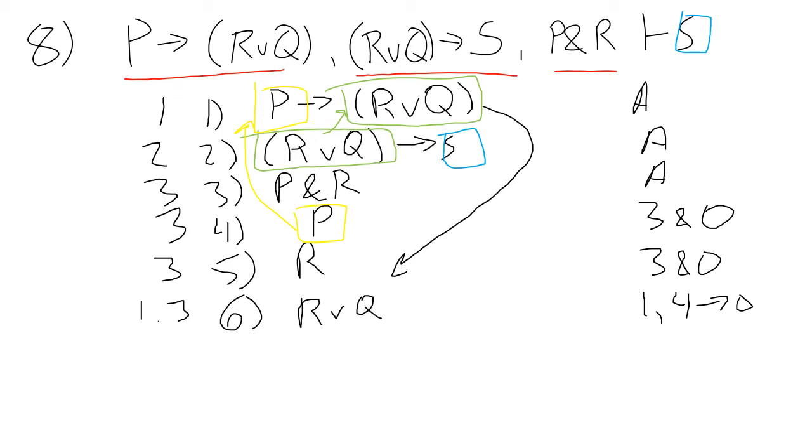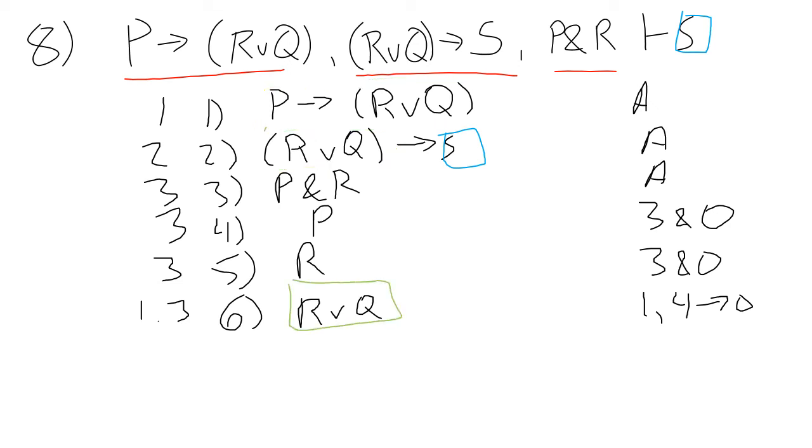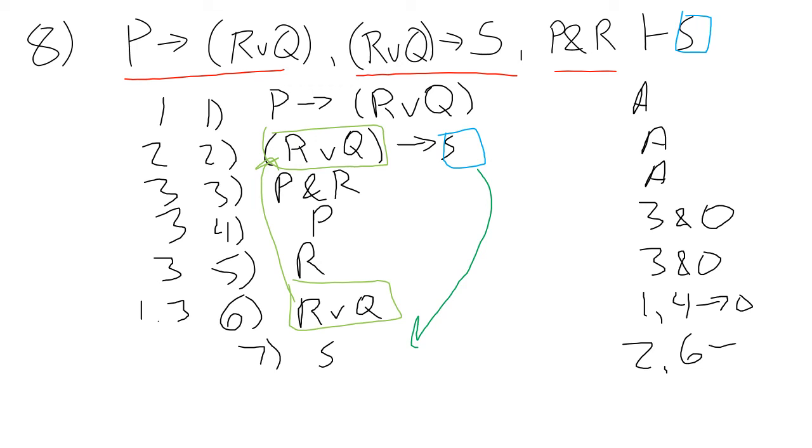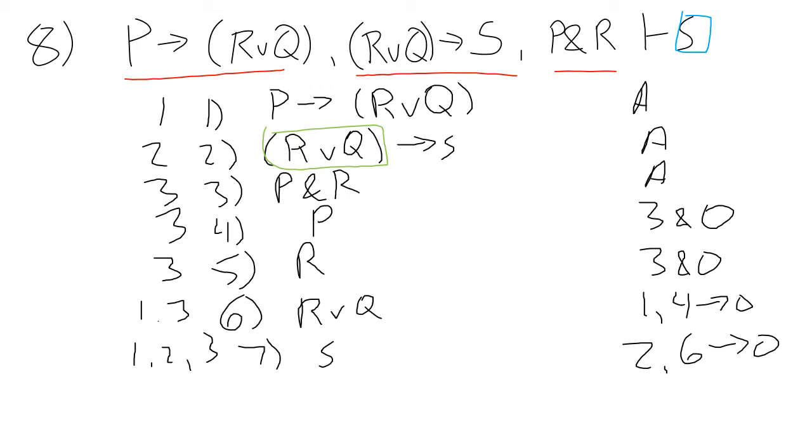And then we could take our R and Q that we just got out, toss it into here, and write S by itself here in line 7, doing 2 and 6, arrow out, 2 and 3. So that is this proof, doing it this way. That's one way to do this proof, what we have right here.